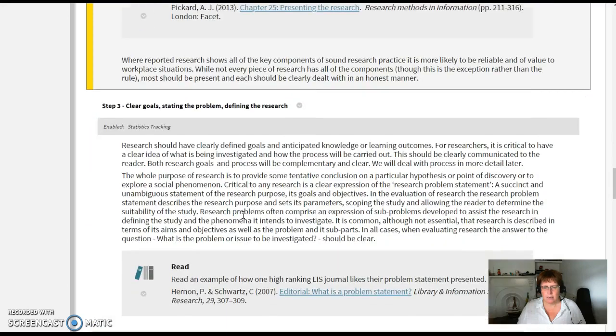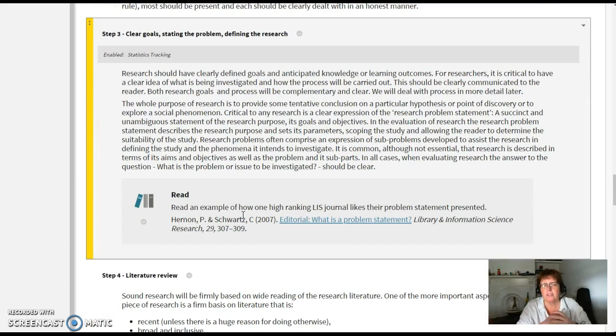And then step 3 are the goals of the research, the problem that they were trying to solve. Are they really clearly stated? Is it obvious to see what this article set out to do, or what this research that the article is writing about set out to do? Is that really clear? Because if you haven't got a really clear picture of what this thing was trying to solve, then it's really hard to evaluate whether it did it or not, whether the actual research solved the problem or not.